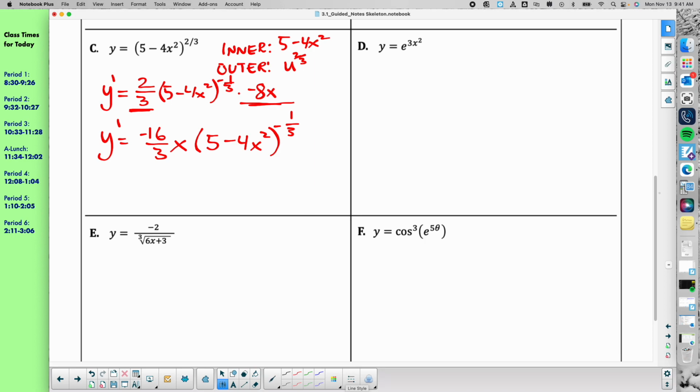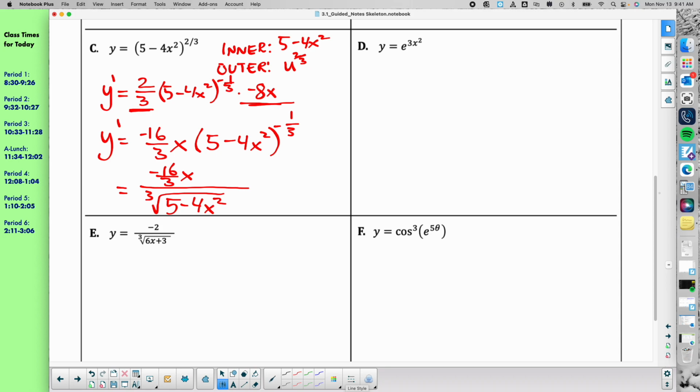I'll write this down, but I'll erase it. So this is not considered correct. What we did is correct and good and all, but this wouldn't be considered done, because you've got a fraction and a fraction.